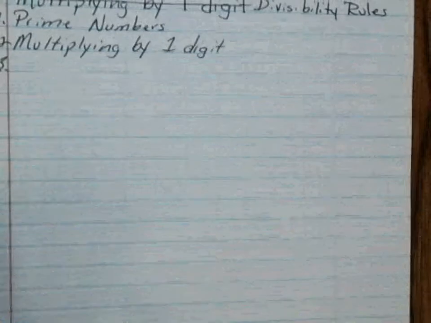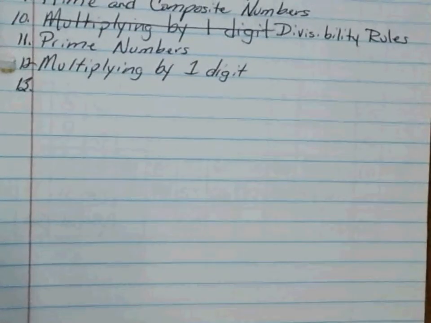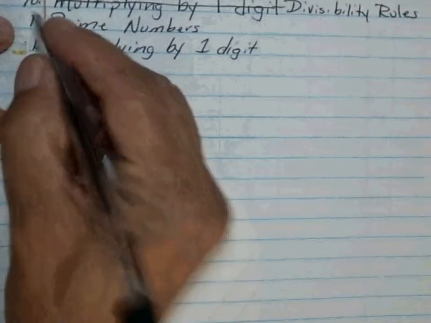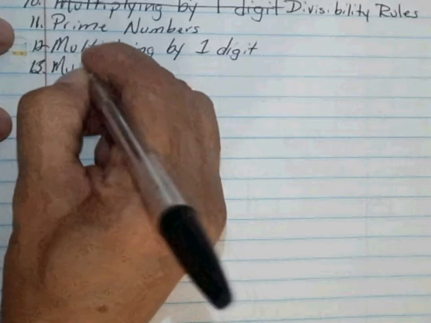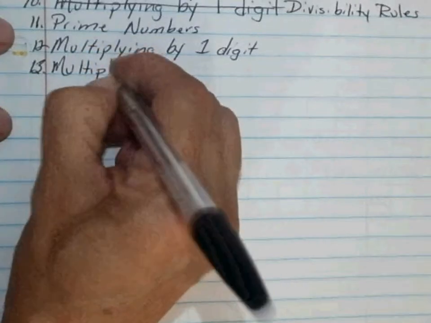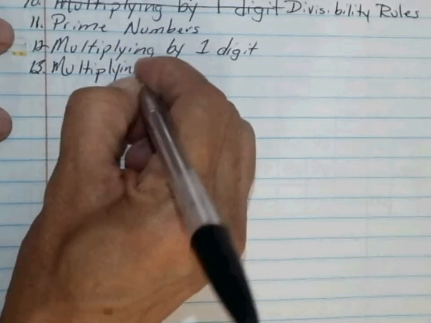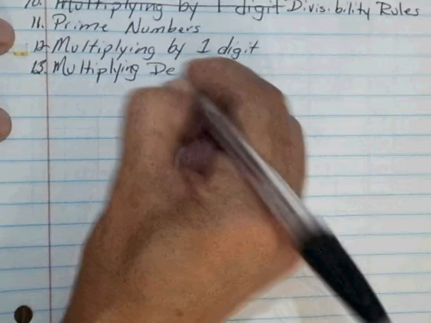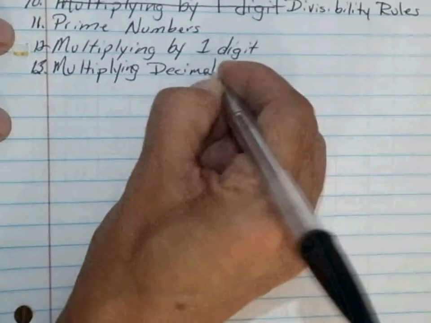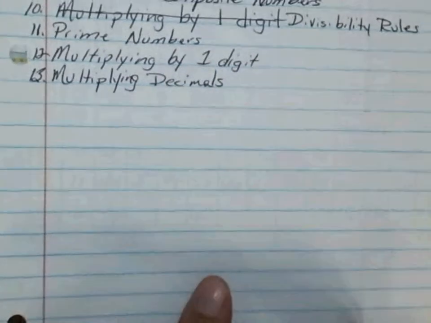Okay, well here we are multiplying again. This time we're going to do it with decimals. So in our table of contents we're going to write multiplying decimals. Okay, we are multiplying decimals today.